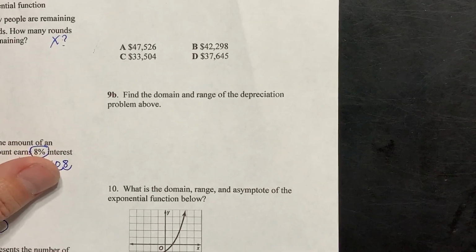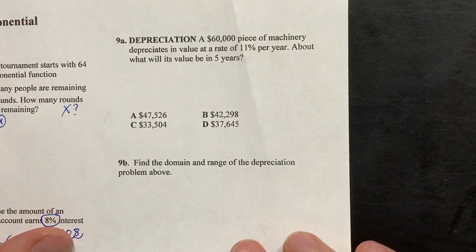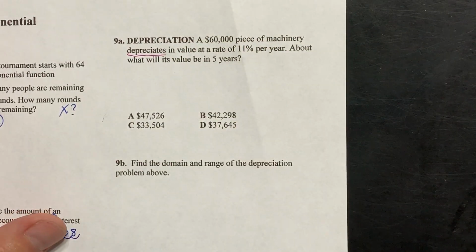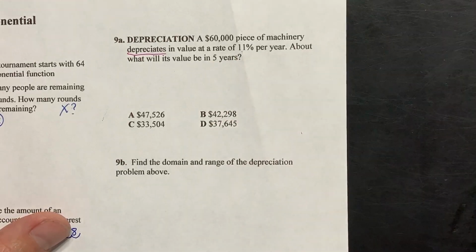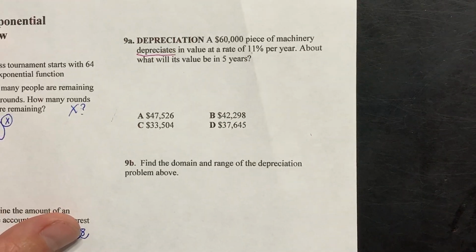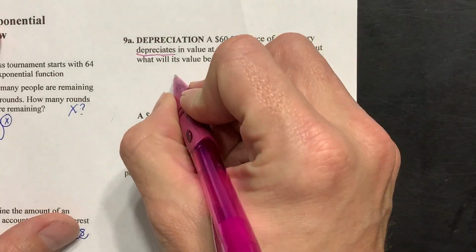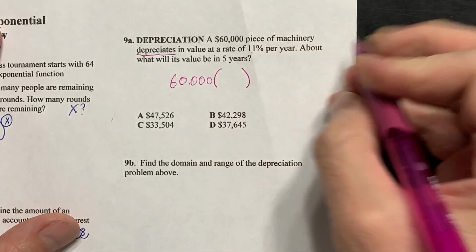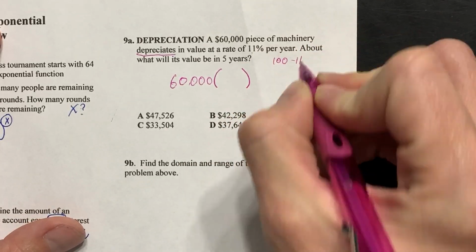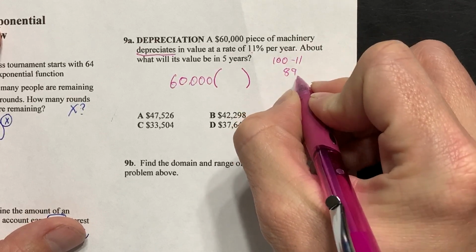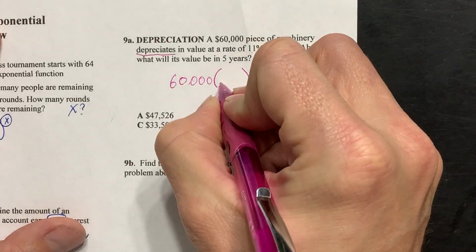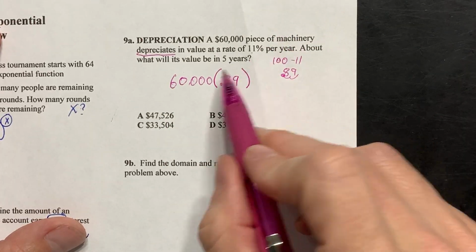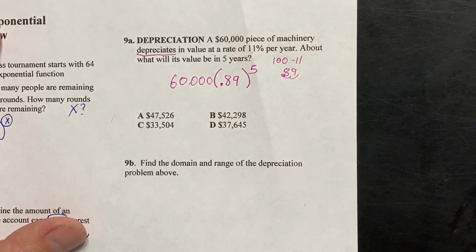9a, depreciation. A $60,000 piece of machinery depreciates, which means it goes down in value, at the rate of 11% per year. About what will its value be in 5 years? So it starts at 60,000 and is going down 11%, so we subtract from 100. That's 89. Convert it to a decimal: 0.89 to the power of x, which is years, which is 5. So I'm calculating that right there.